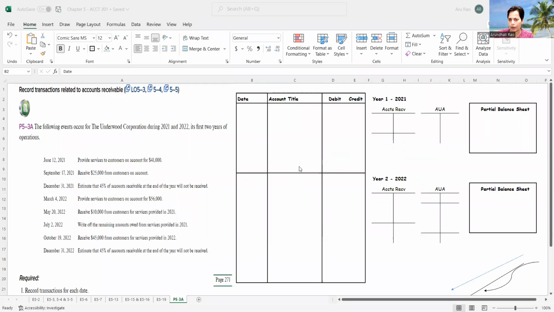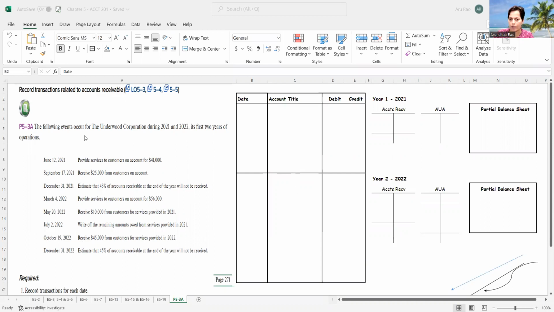Hello and welcome back to another exercise in which we're going to look at credit sales. So these transactions relate to accounts receivable, which obviously means we have credit sales. So let's first go through the exercise and then see what we need to do.